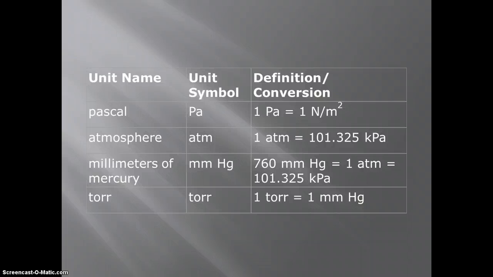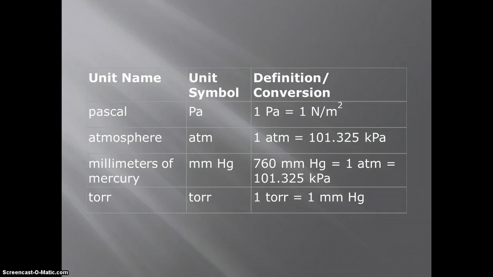Okay. The units for pressure, we use pascals, and a pascal is a Newton per meter squared. Atmosphere, ATM, 1 atmosphere is about 101.325 kilopascals. Millimeters of mercury, 760 millimeters of mercury is 1 atmosphere or 101.325 kPa. And a torr is the same as a millimeter of mercury. So these are things that you need to understand.